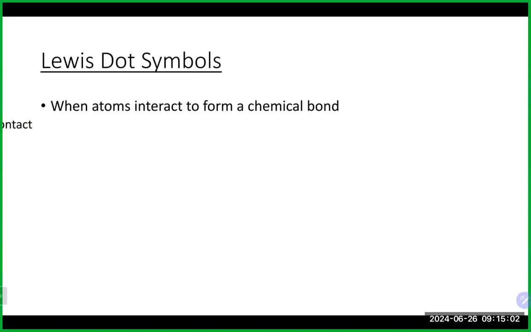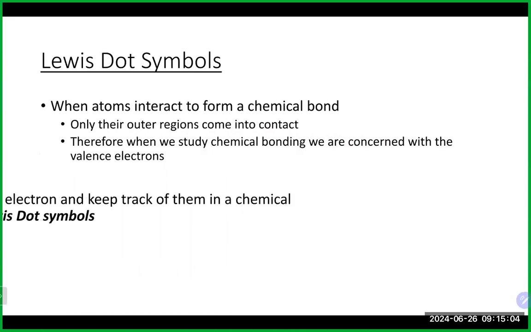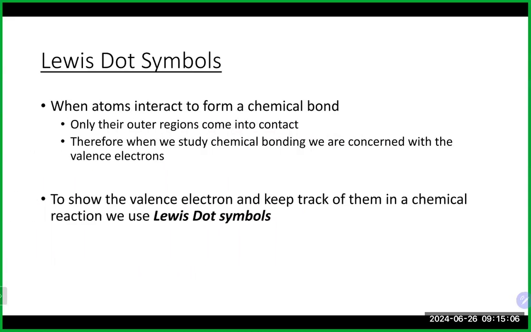All right, so let's talk a little bit about bonding. One way that we can represent bonding is by using Lewis dot symbols, sometimes just generically called electron dot symbols. It basically is the symbol for the element and 1 dot to represent each of the valence electrons.